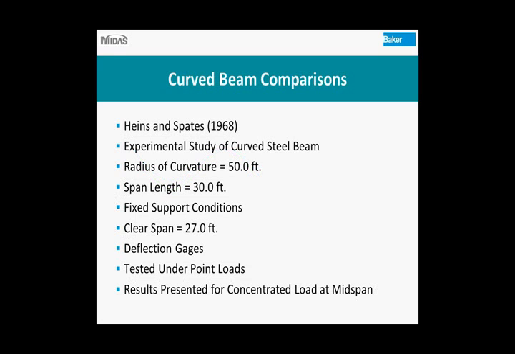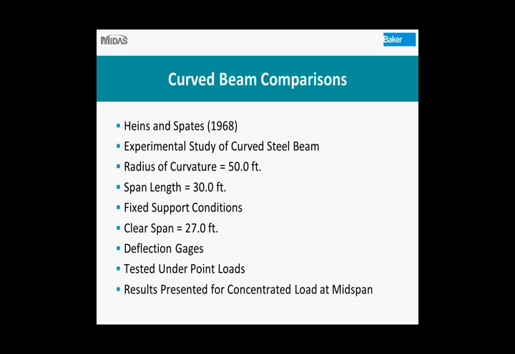Now the next thing we wanted to check: Bridge 207 does have a larger radius of curvature. It's about 1900 feet, which is pretty large. So to also check the accuracy of our finite element modeling technique, we wanted to compare to laboratory results from something with a much tighter radius, to make sure we weren't missing capturing any behavior of our curved girder structures. So we decided to use a study that was done by Hines and Spates in 1968.